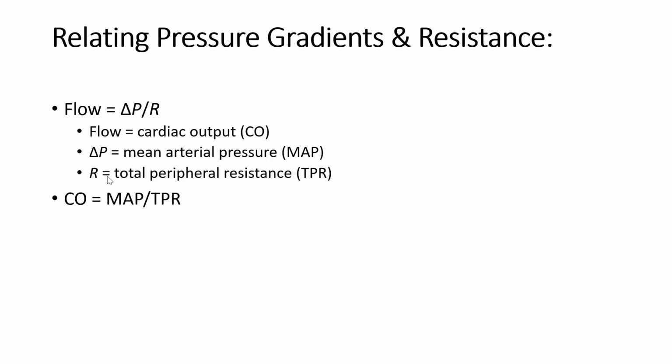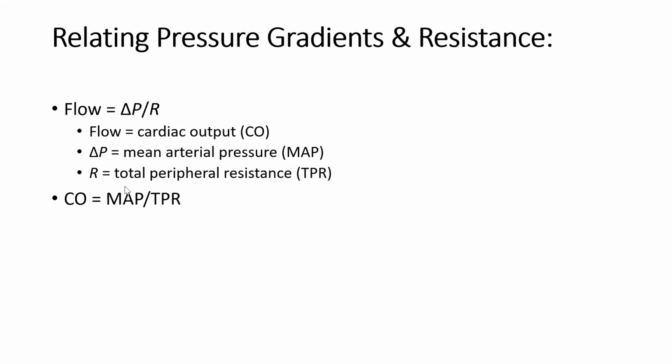As far as R, which is our resistance, that's going to be equatable to our total peripheral resistance. So again, we're not thinking about the resistance of a single vessel, but the combined resistance encountered throughout the entire systemic circulation. And so when we plug each of these physiologic values into this equation, we can replace our initial equation with cardiac output equal to mean arterial pressure divided by total peripheral resistance, okay?